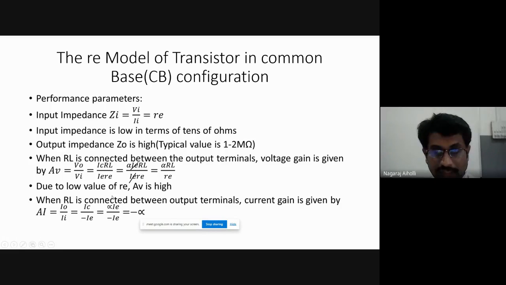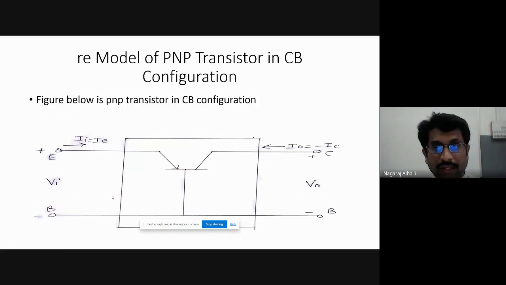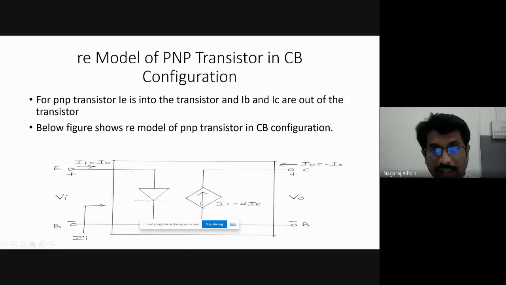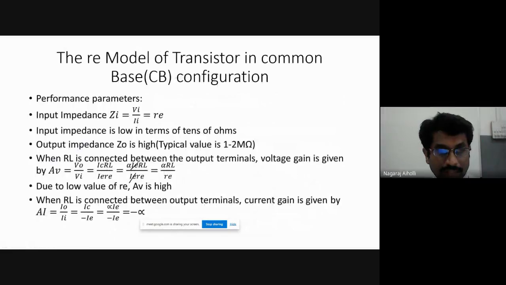What about the current gain equation? Let us check it. The current gain is given by output current by input current. Output current is minus IC, and input current is IE. Therefore, current gain alpha is equal to minus IC by IE. IC is equal to alpha IE. It is the same as what we got for the NPN again. Just here, there it was input current minus IE, and here we are getting output current as minus IC. That is the only difference.